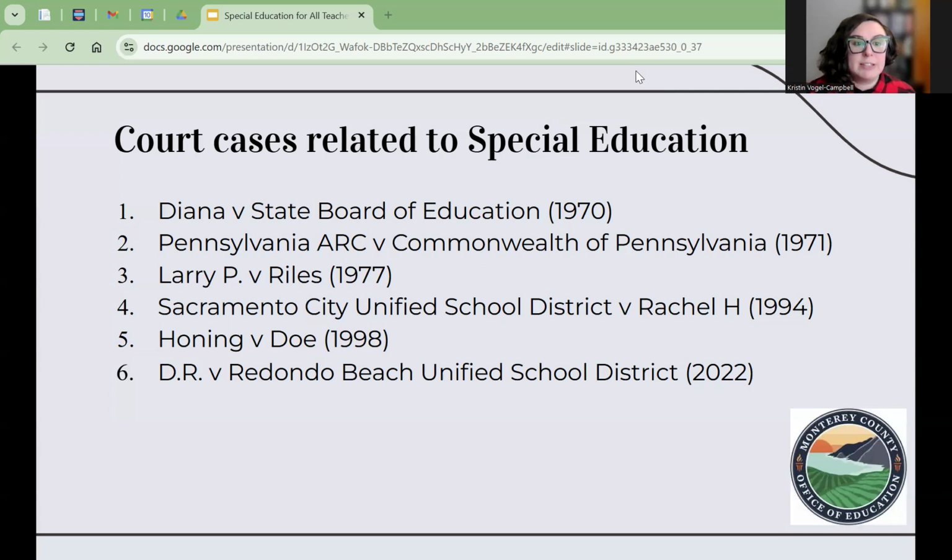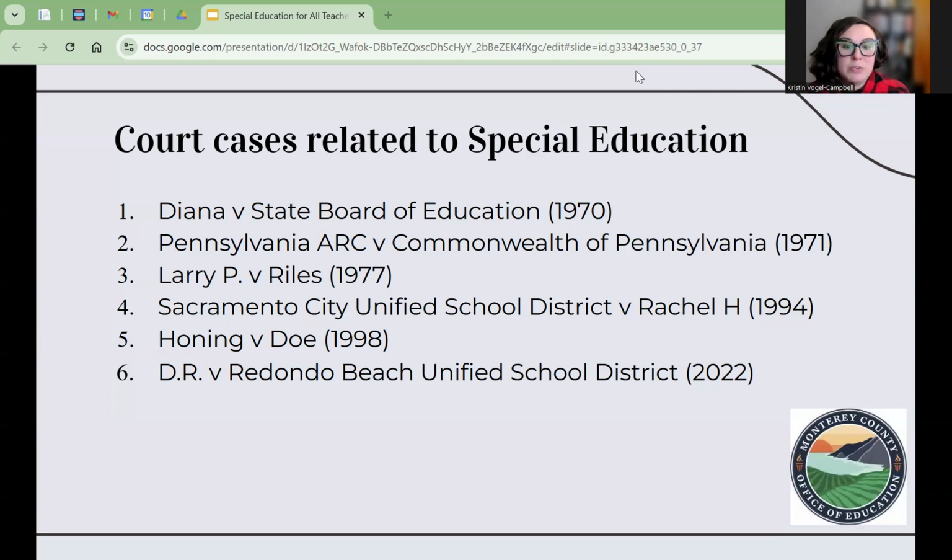The second court case is the Pennsylvania Arc versus the Commonwealth of Pennsylvania in 1971. So in 1971, the Pennsylvania Arc, or PARC, filed a class action lawsuit against the Commonwealth, or state, of Pennsylvania, challenging state laws that allow public schools to deny education to children with intellectual disabilities. Remember that 20% of students that are disabled were able to attend public schools before 1975. This was one of the court cases that challenged that and ultimately led to the passage of IDEA.